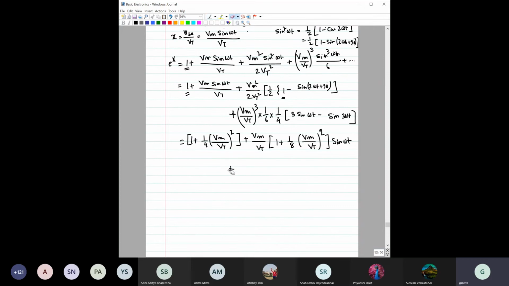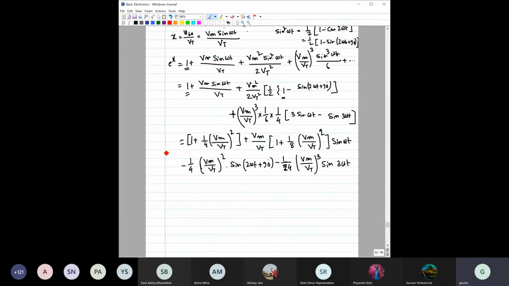Sorry, I think I will need much more space here. So here it is 1 by 4. This is Vm by Vt square into sine of 2 omega t plus 90 degree, minus now we will try to cover up the sine of 3 omega t. So it is Vm by Vt, right? 24 Vm by Vt, that cube, sine of 3 omega t, right?